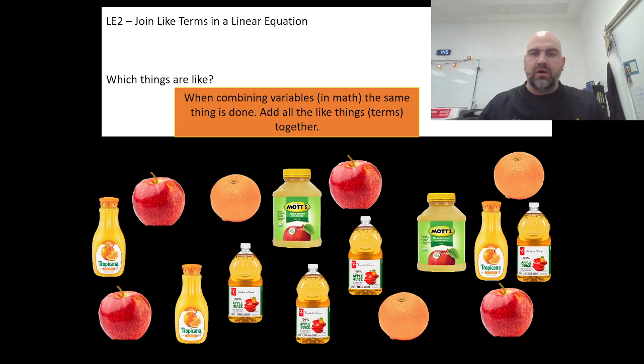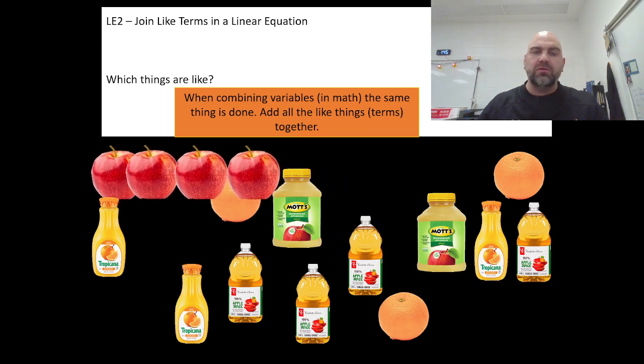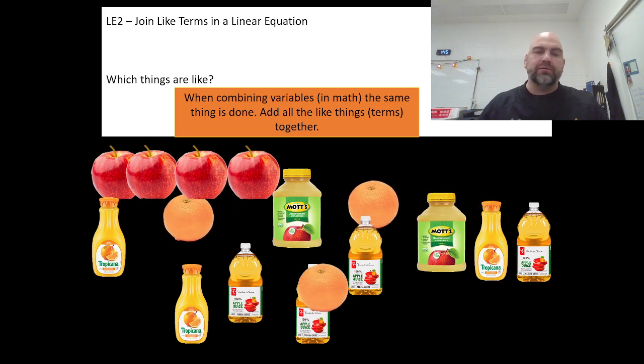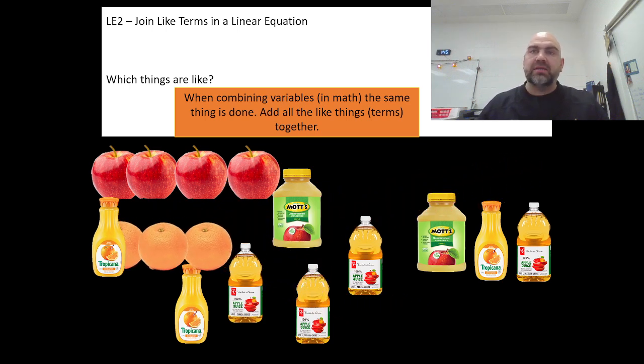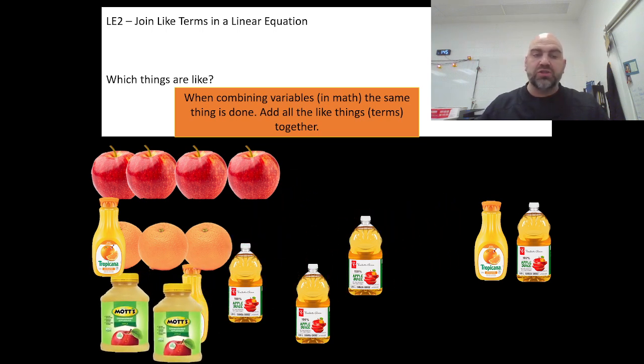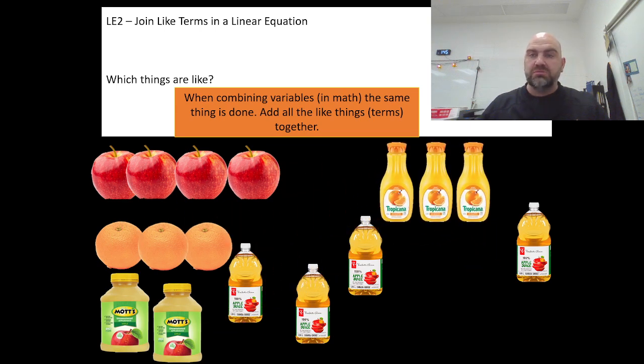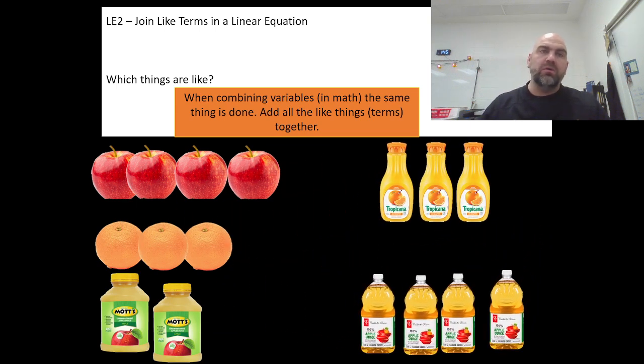If we go back to our big collection here, we might collect all of our apples. There we go, they're all together. We can collect all of our oranges, we got 3 of them. Collect all of our applesauces, we got 2. All of our orange juices and all of our apple juices. So we've got 4 x's, 3 y's, 2 x cubes. We're collecting them together, and that coefficient becomes how many of them we have. It's one way to think about how things are grouped together, and it's all based on like terms.